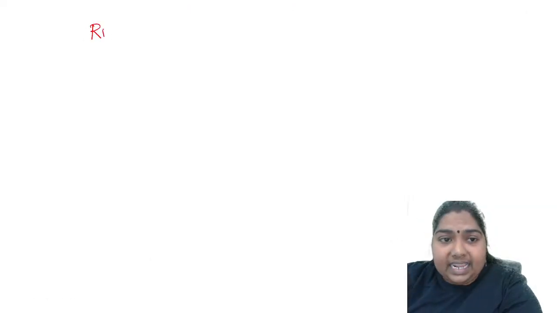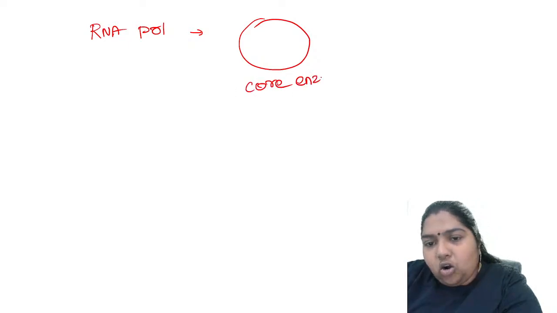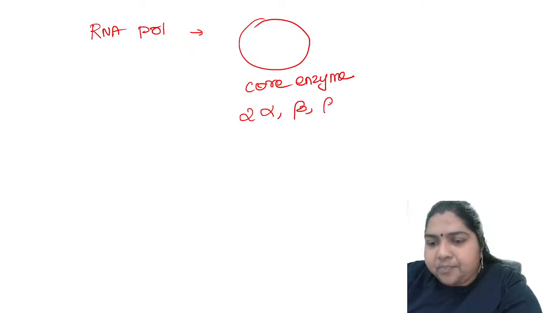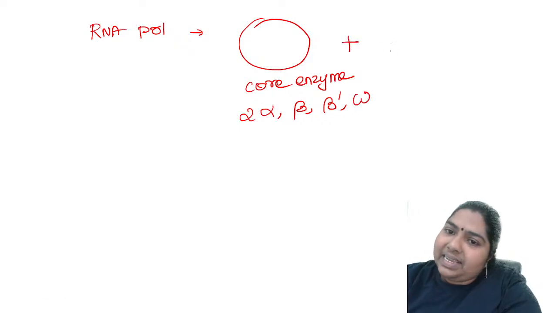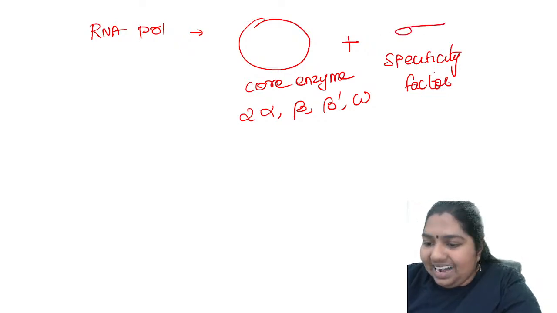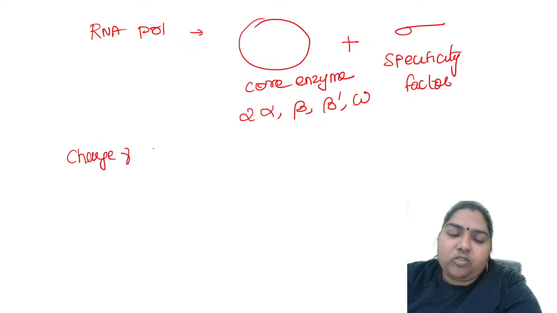So if I take my RNA polymerase, it is going to contain the core enzyme. What are the components of the core enzyme? It is going to contain 2 alpha, beta, beta prime, and then omega. Then who is coming? The specificity factor. So what is the specificity factor? The specificity factor is what is called sigma. Together they make my RNA polymerase. Now what is the charge of RNA? Is RNA positively charged or negatively charged?